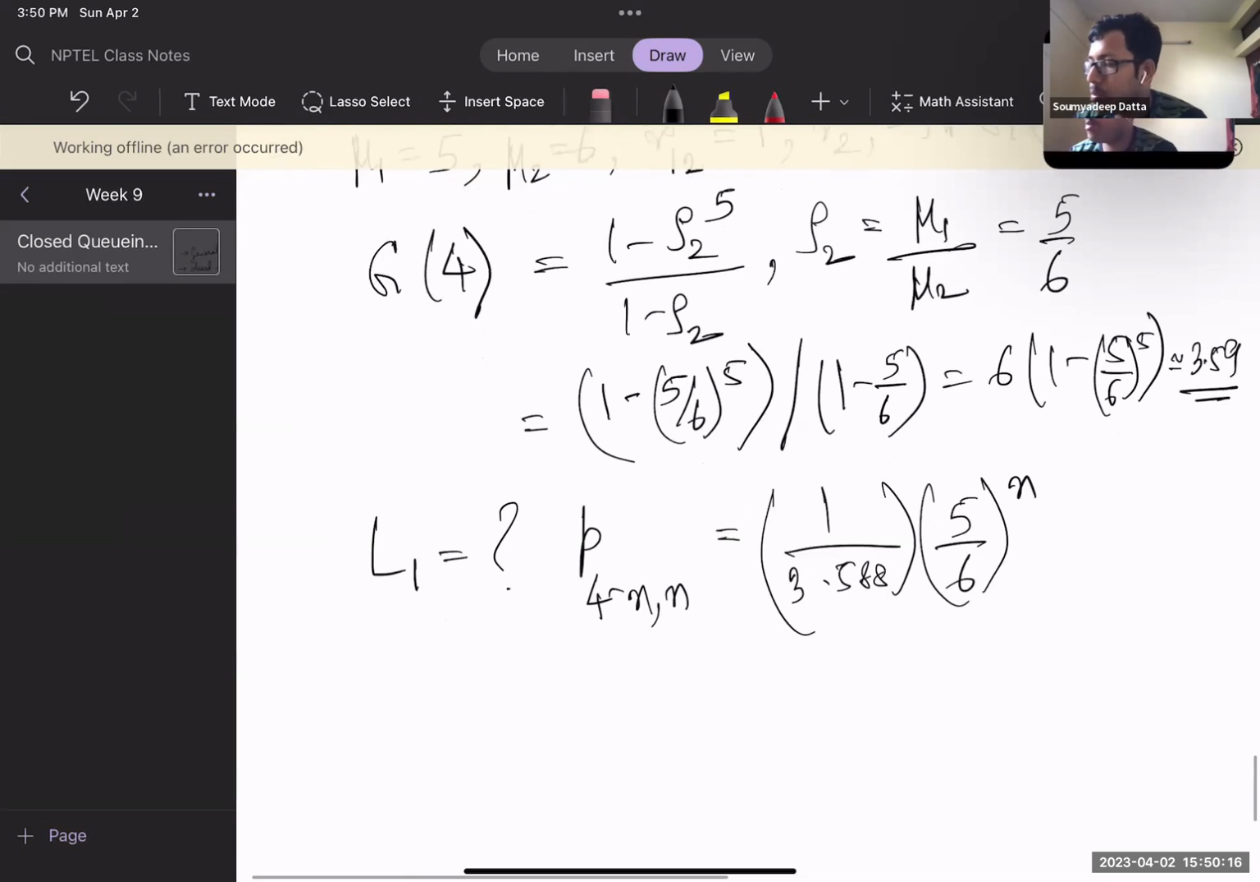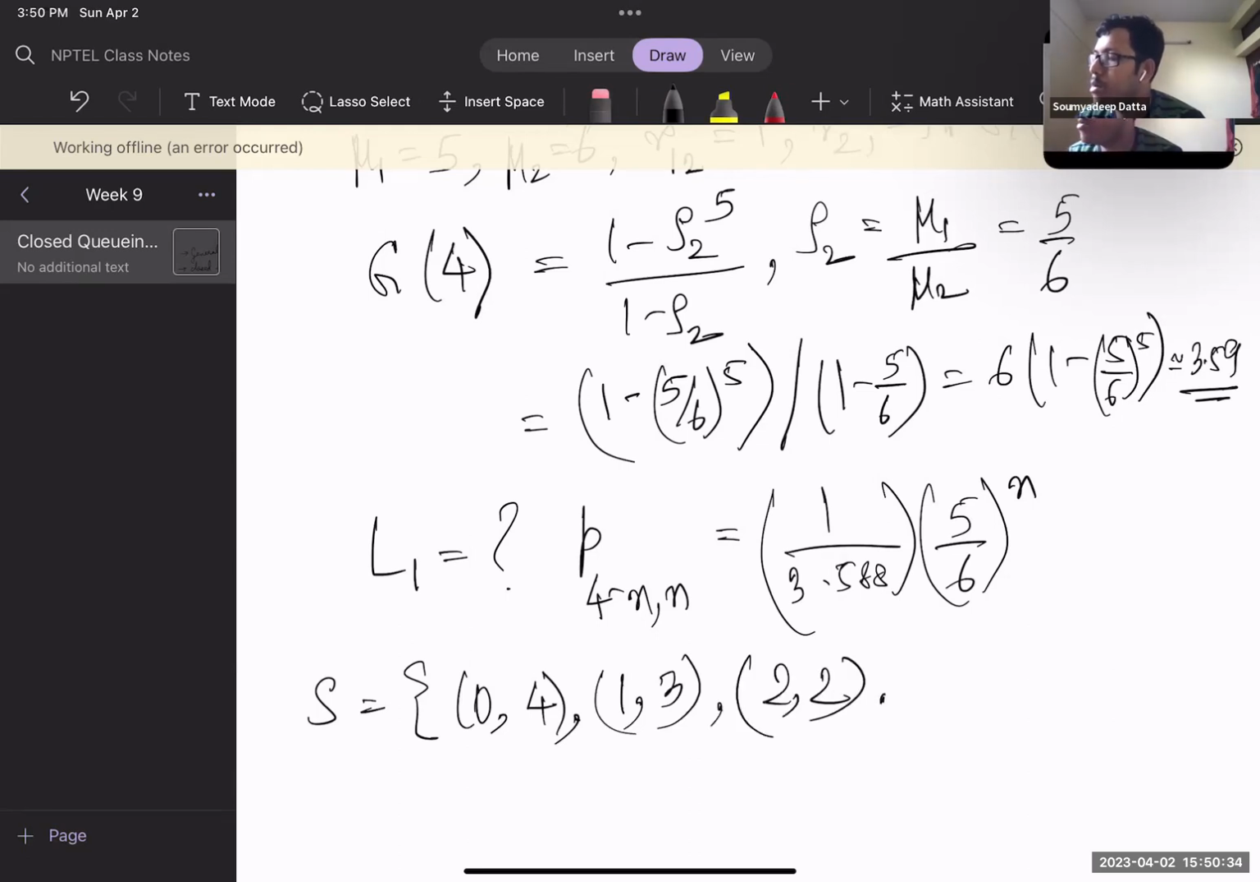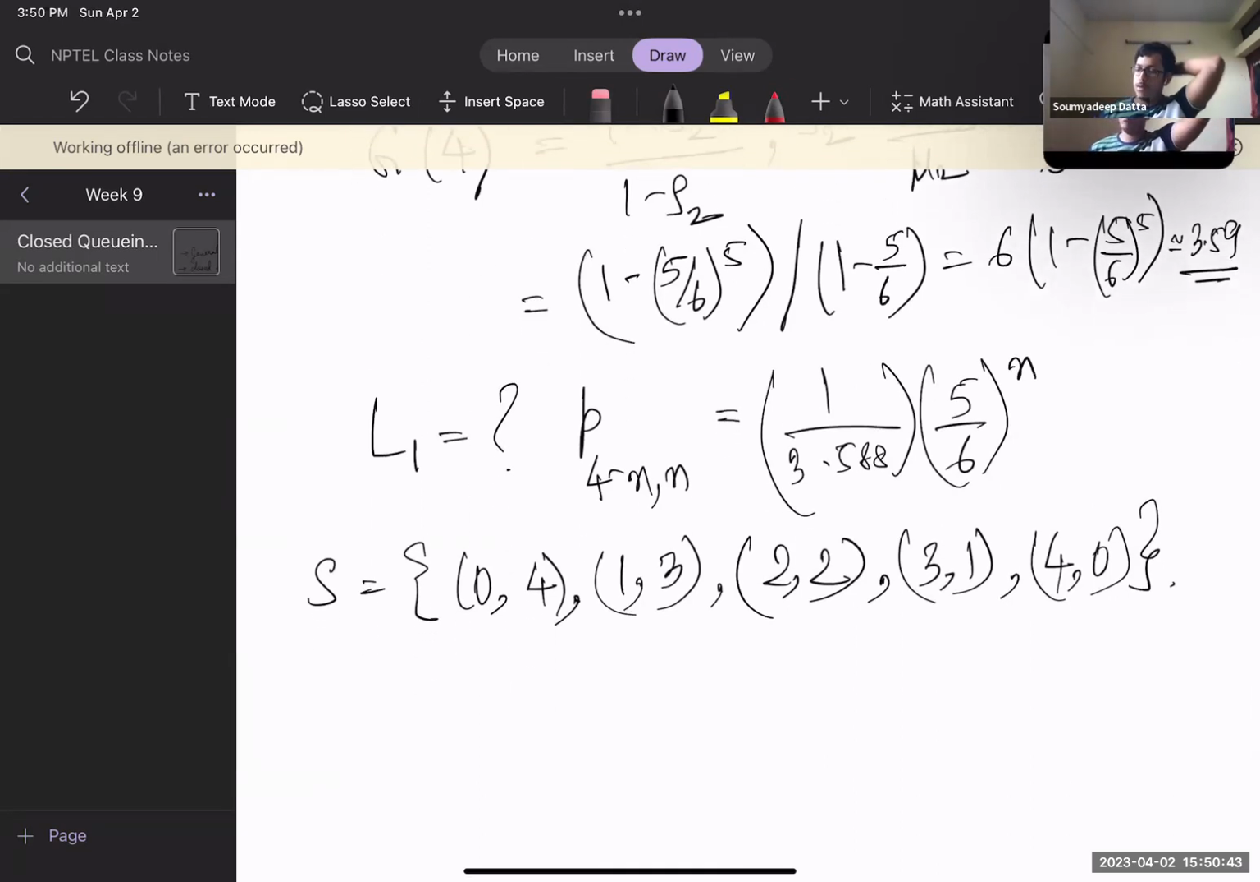So what is the state space that we have at the moment, right? There are 4 customers in total. So we can have 0 in node 1, 4 in node 2, 1 in node 1, 3 in node 2. We can have 2 in both nodes. We can have 3 in node 1, 1 in node 2, or we can have all 4 customers in node 1. So this is a pretty simple exhaustive list of possibilities, right?